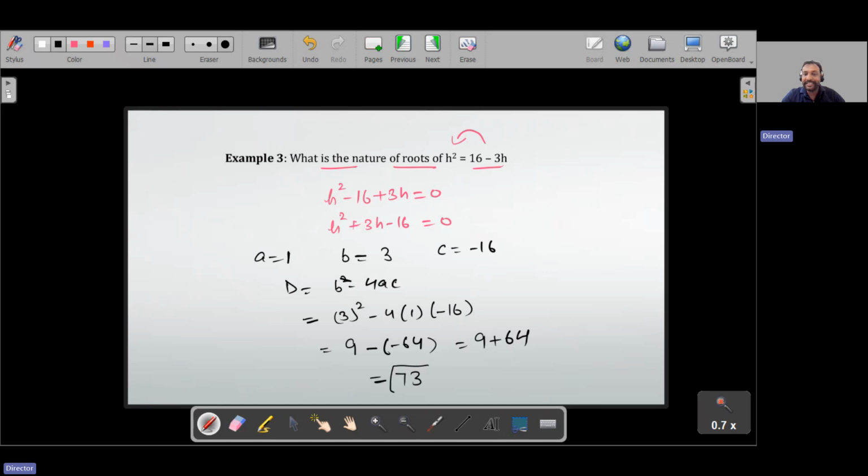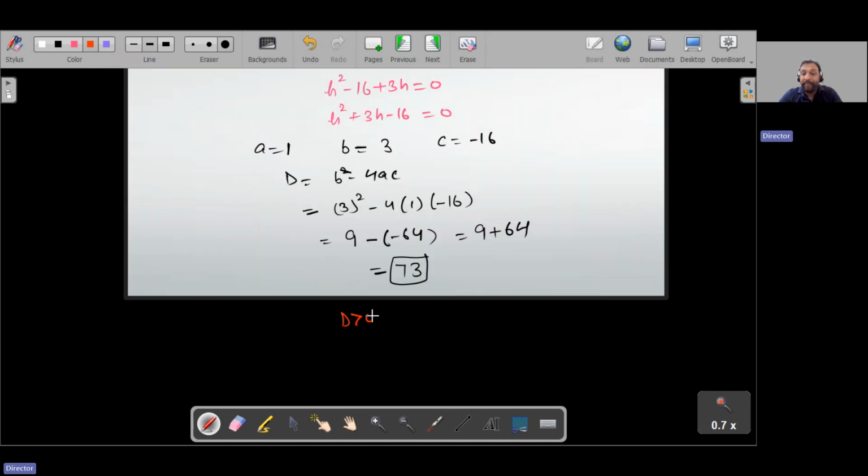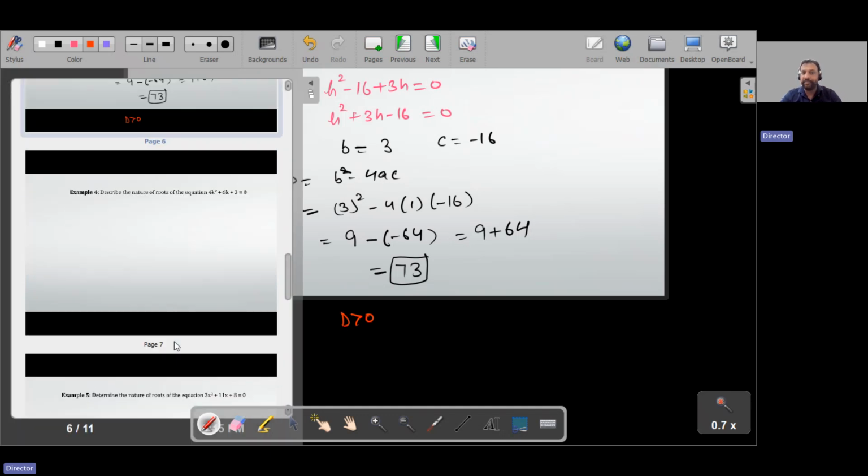Now, guys, you just tell me what is the condition for this. Here, yes, we have D greater than 0. But D is not a perfect square. So what are we going to get? We are going to get two roots, right? Two roots that are unequal and irrational. Not rational roots, unequal and irrational roots, right?